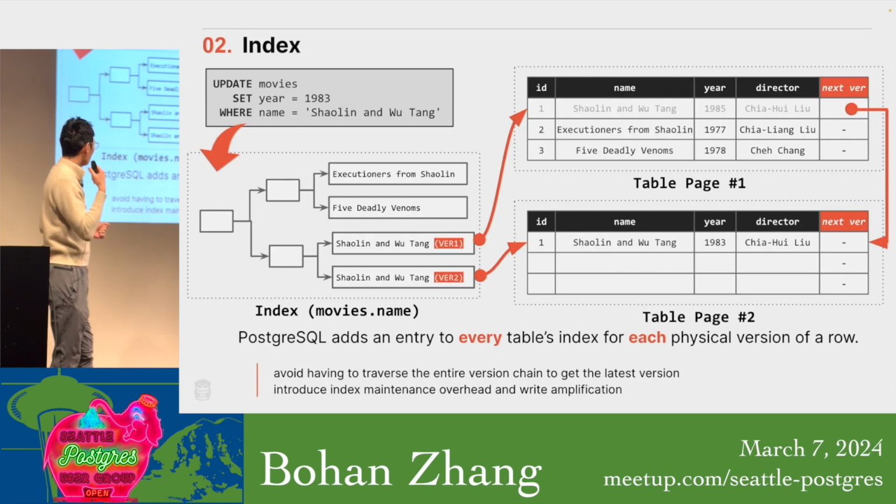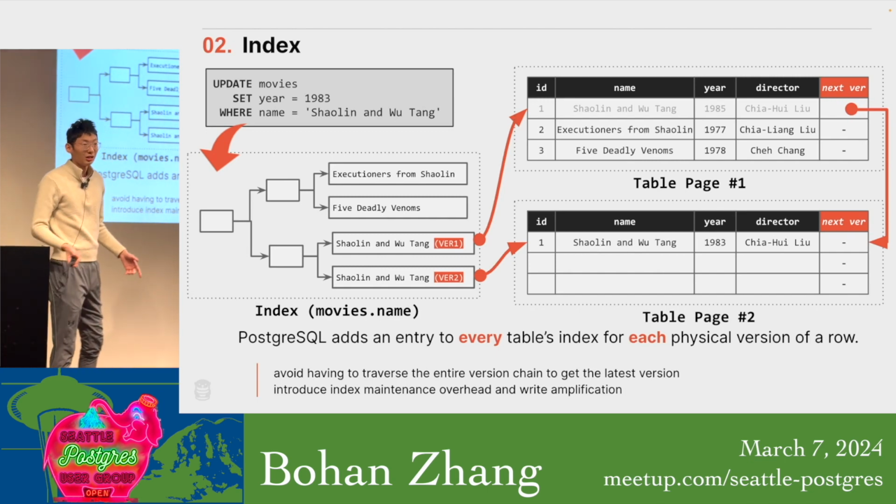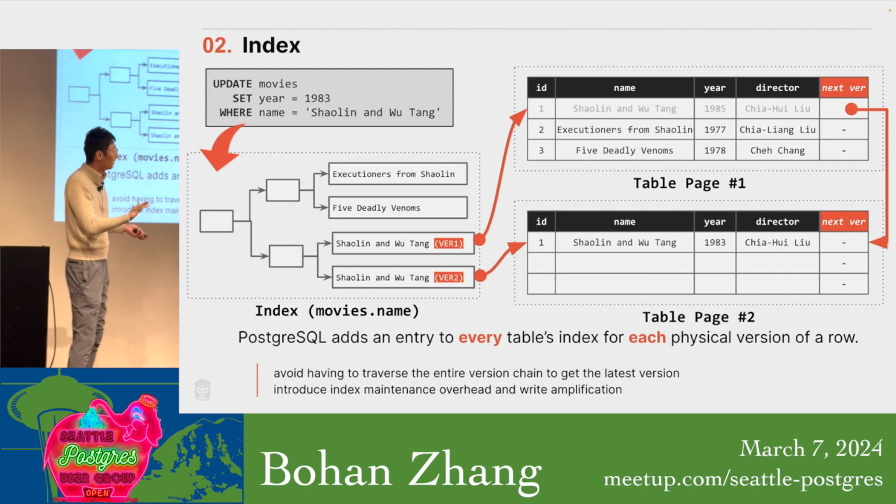So the index has to traverse the entire version chain to get the version, which introduces index maintenance overhead and write amplification. Because for the same data, you have multiple entries for each version. So it has write amplification.